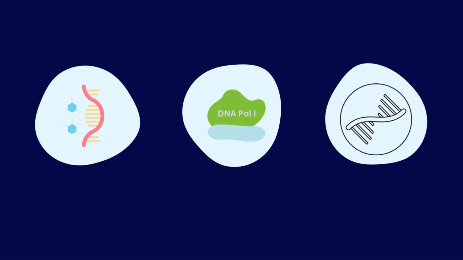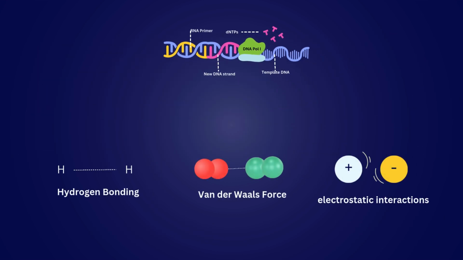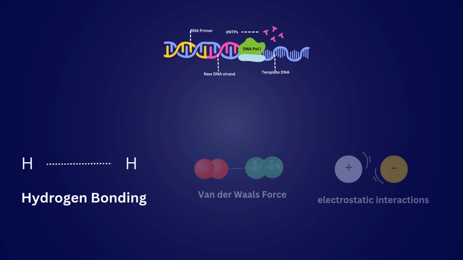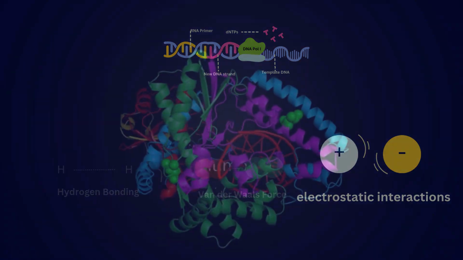It binds to the primer template junction, a structure with an RNA primer attached to a single-stranded DNA template. Polymerase 1 binds with high specificity, ensuring that the primer aligns perfectly with the DNA template, setting the stage for nucleotide addition. This binding occurs through molecular recognition involving hydrogen bonds, van der Waals forces, and electrostatic interactions.